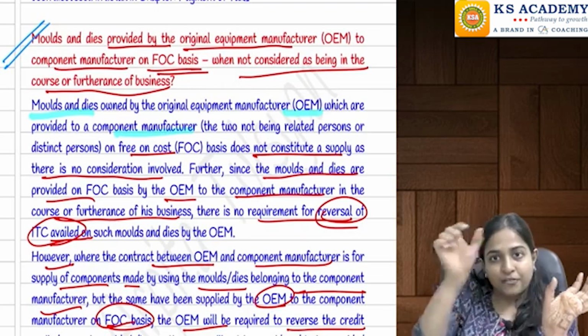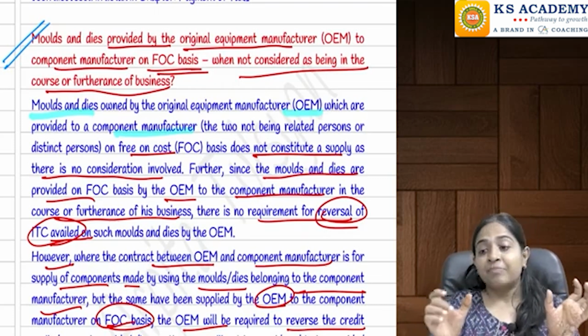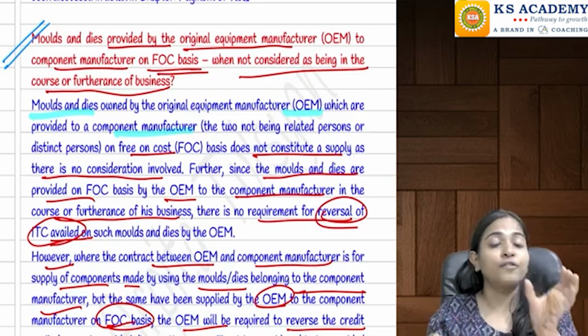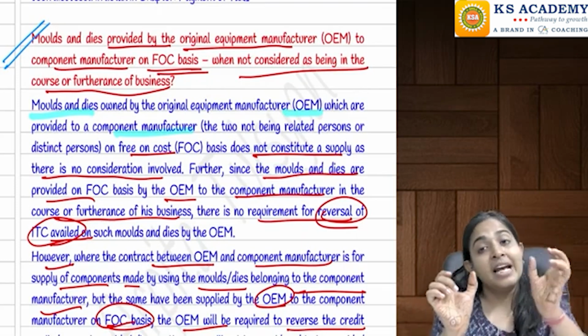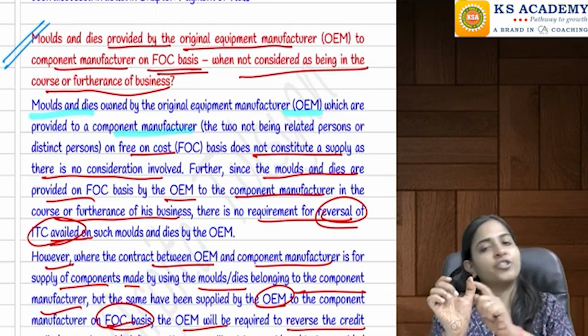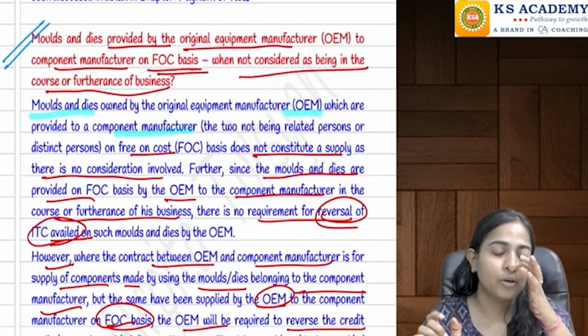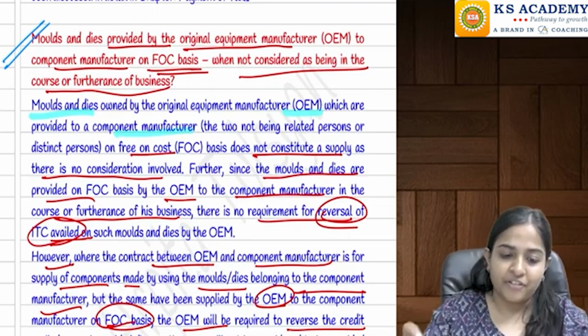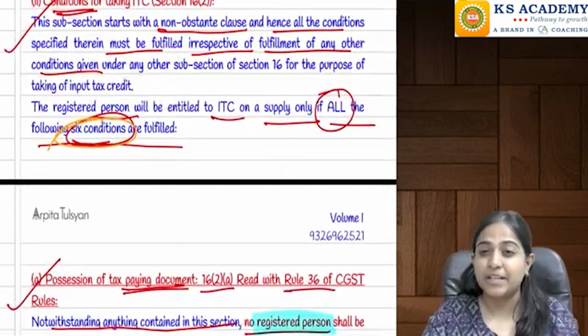Okay, because it is further used in the course or furtherance of business. But let's say it was not the duty of the original equipment manufacturer to provide the molds and dies to the component manufacturer, still he provided them free of cost, then ITC of those molds and dies will not be available to the original equipment manufacturer. Right, this is what we had studied. This is all about section 16 subsection 1.